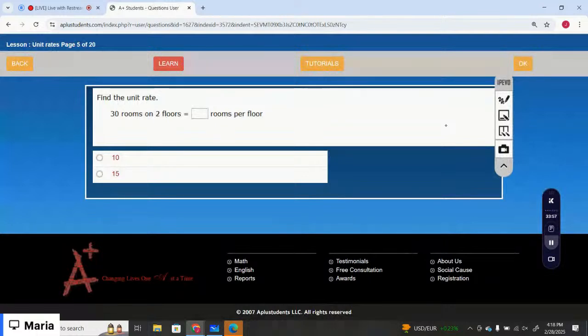30 rooms on 2 floors. So there are 15 rooms per floor. Option number 2 is the correct option.